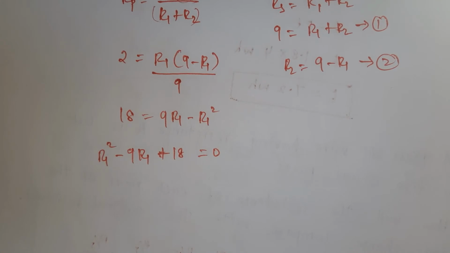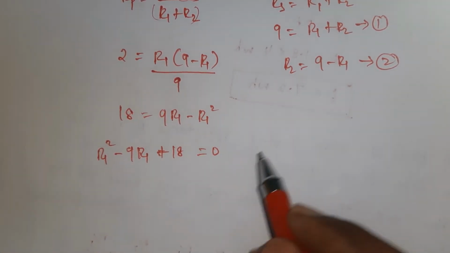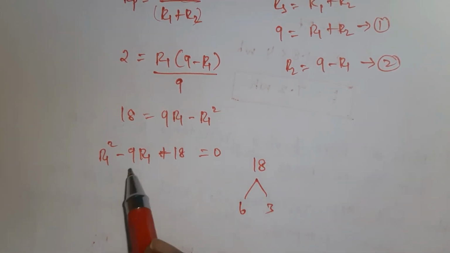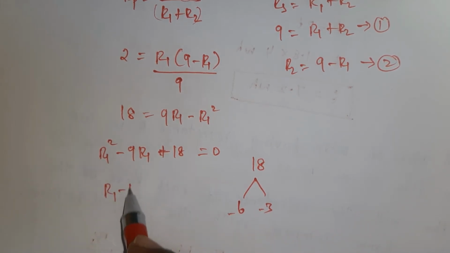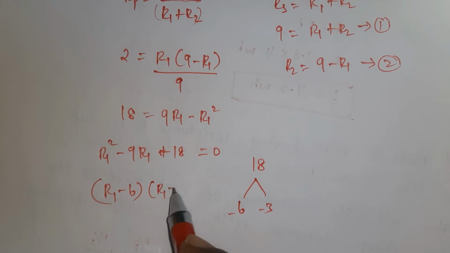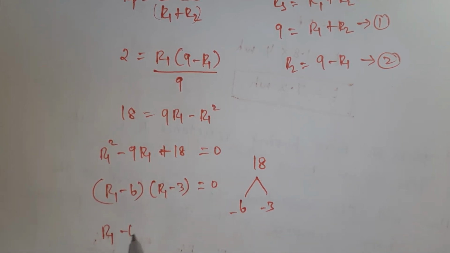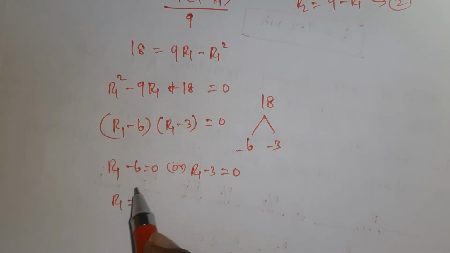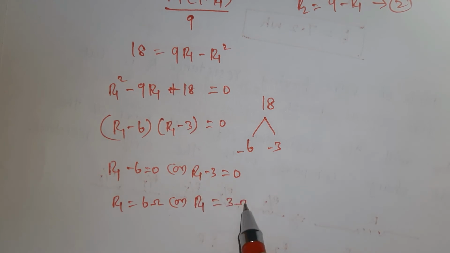So R1 squared minus 9R1 plus 18 = 0. This is a quadratic equation, and from it you can get the roots. So 18: 6 threes are 18, and here minus 9 is there, so minus 6 and minus 3. Now (R1 minus 6)(R1 minus 3) = 0. R1 minus 6 = 0 or R1 minus 3 = 0. R1 = 6 ohm or R1 = 3 ohm.